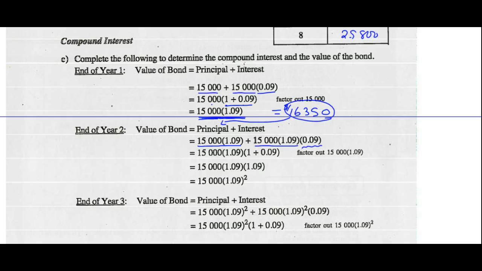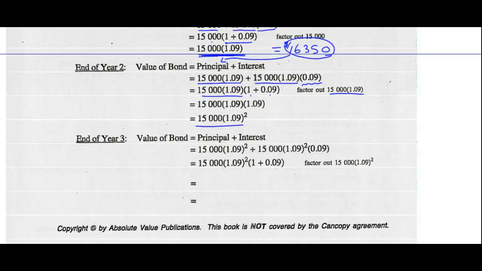Let's factor out 15,000 times 1.09. So 15,000 times 1.09 divided by 15,000 times 1.09 is 1. And over here, 15,000 times 1.09 times 0.09 divided by 15,000 times 1.09 is just 0.09. So you add those together, you get two 1.09s. So that's the same as saying squared. That's the value after year two. Definitely not the same as simple interest.